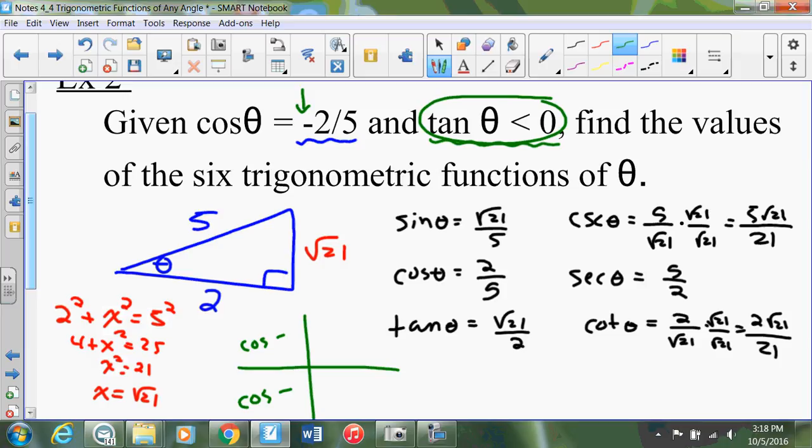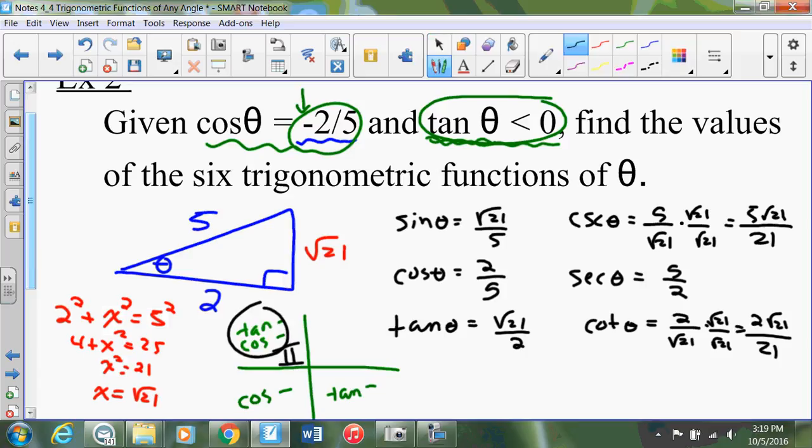So let's think about when tan is negative. Tan is negative when cosine's positive and sine's negative. So tan is negative here. Tan would also be negative where cosine's negative and sine's positive. So tan is negative here. So we're looking for a theta where both cosine of the angle is equal to a negative value, and tan of the angle is equal to a negative value. That's what less than 0 means. And the only quadrant where that happens is the second quadrant.